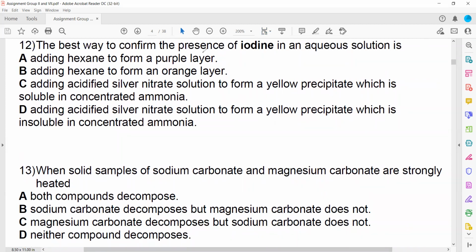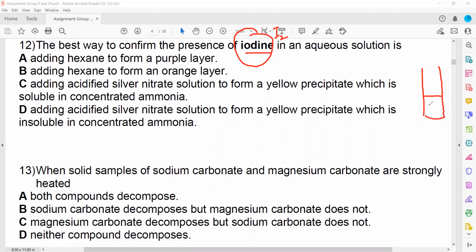In question 12, the best way to confirm the presence of iodine in an aqueous solution. So how can we check the presence of iodine? Iodine means I2, not iodide ion. It is about the iodine molecule. So if you want to test, because iodine, when we mix it with organic solvents such as hexane, it will form a purple layer.